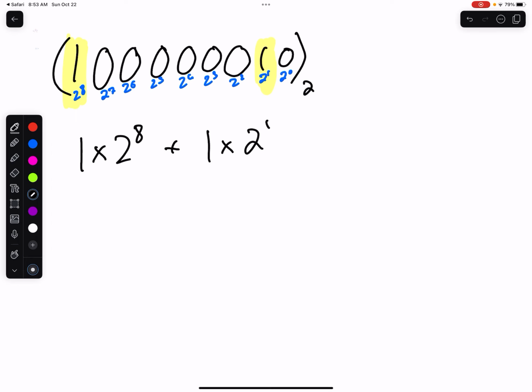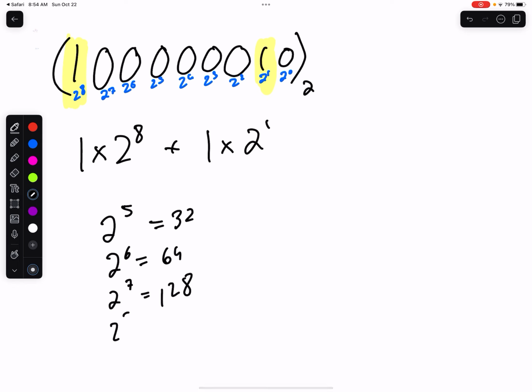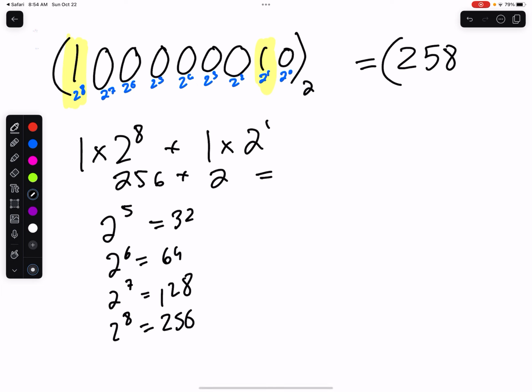All the other digits in binary are shut off. They're just zeros, so we don't have to consider them. All right, so now we have 2 to the 8th power. And as a reminder, I have 2 to the 5th in my head. That's 32. So times 2 would be 64. Times 2 would be 128. Times 2 would be 256. Okay, so I have a 256 here. And then I have a 2. This puts us at 258 in base 10.